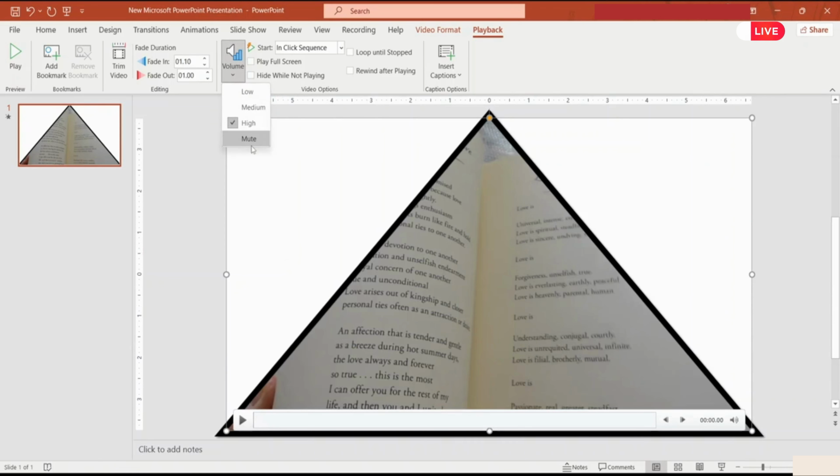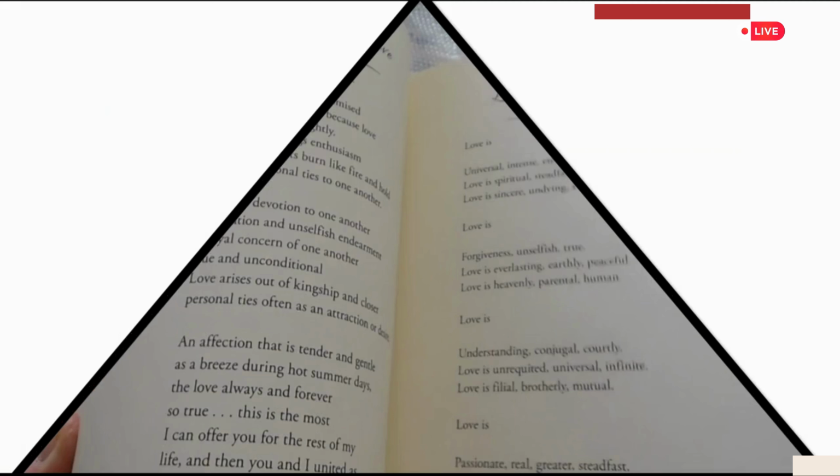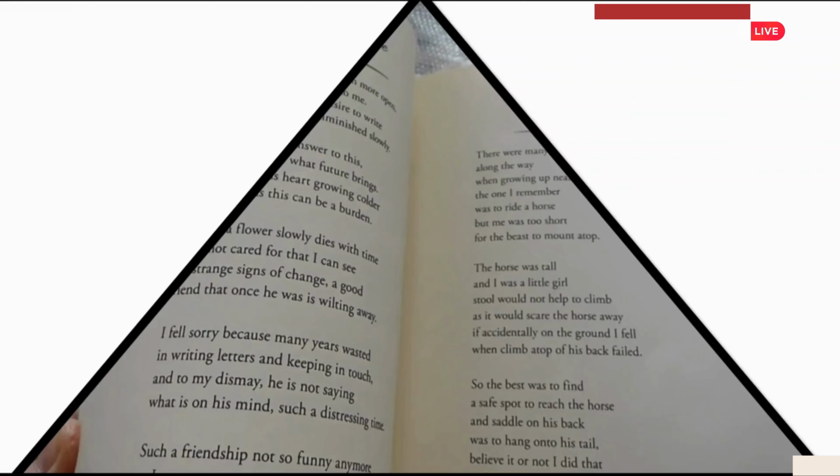If you want to fix the volume, you can also do that. You can mute it, you can set it to high, medium, or low. Then let's go to presentation mode. And now you can see the video is not playing, so you have to click on it and then it will play. But if you don't want to do that, I'm going to press escape.